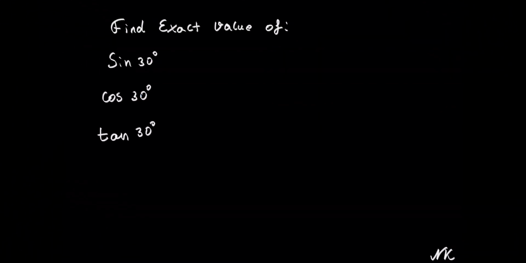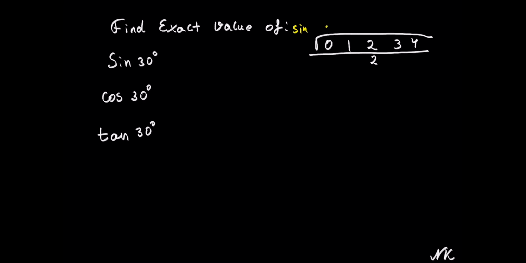In this example, we need to find the exact value of sine of 30 degrees, cosine of 30 degrees, and tangent of 30 degrees. We begin by making a reference table, which is 0, 1, 2, 3, 4. Take a square root of this and divide everything by 2. Sine reference goes from left to right, so sine 0 degrees, 30 degrees, 45 degrees, 60 degrees and 90 degrees on top of 4. Cosine reference goes from right to left, so we have 0, 30, 45, 60, 90 degrees.